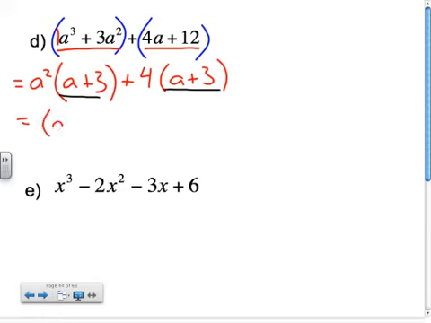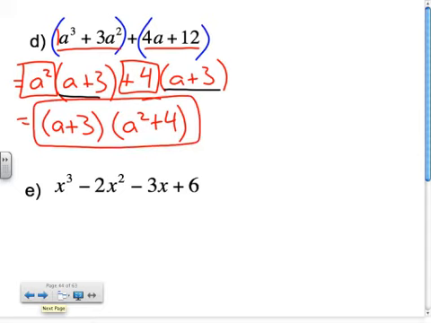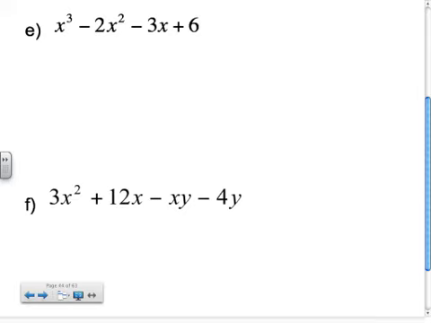Therefore, I can factor this even more to a plus 3, and then I look at the guys out in front, a squared and positive 4. All right, and so that would be my factored form of that expression. And again, you could double check by foiling it out, but it's going to work. At this point, I would probably pause it and see if you got this. And there's 2 more examples. I'll work through them both because it's a pretty short lesson here, and then we'll go from there.